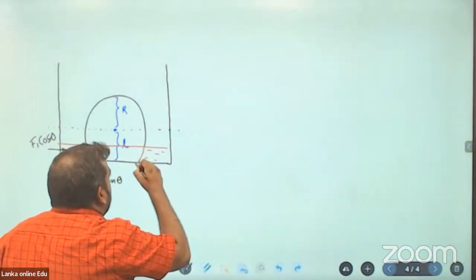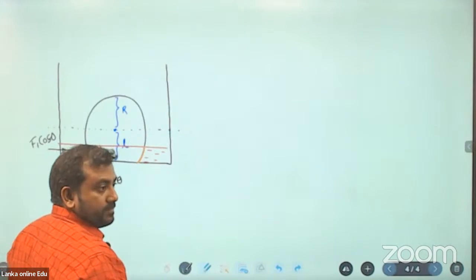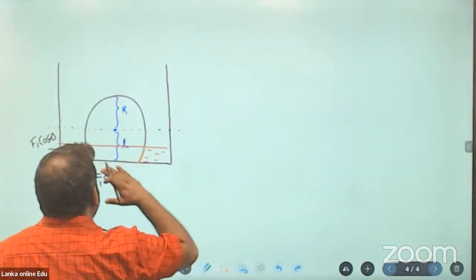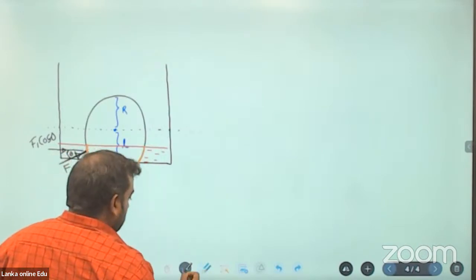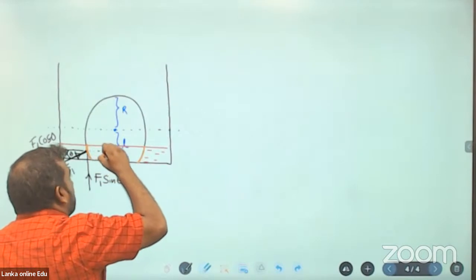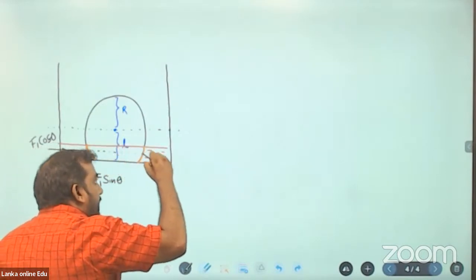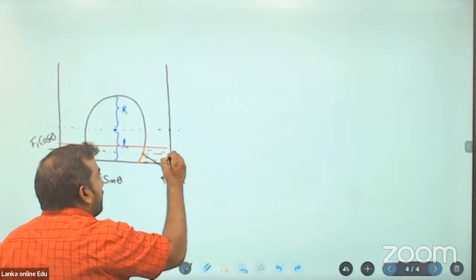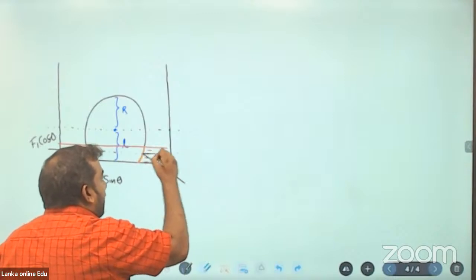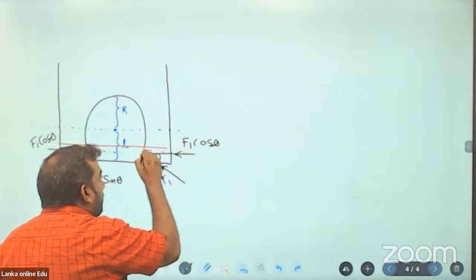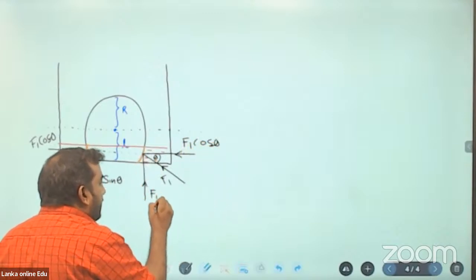What about the other side? Same. This is 3D, okay? If I look at these two sides, it should be around as well. Here also, same location, same force will act perpendicular to the surface. Horizontally, let's say theta, F1 cos theta is acting. F1 sin theta is acting.